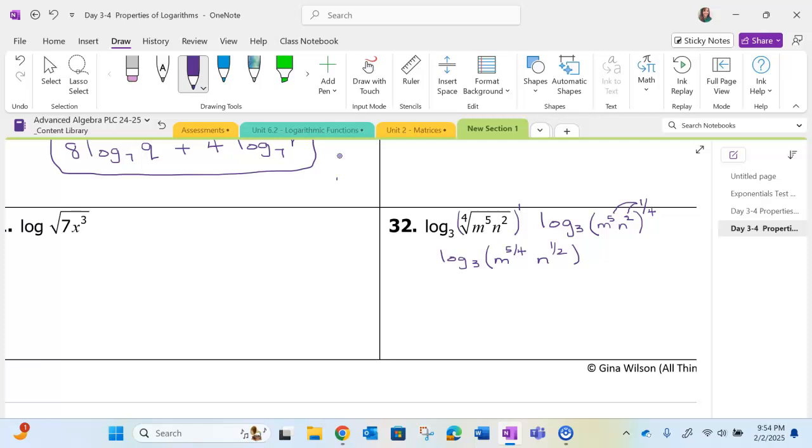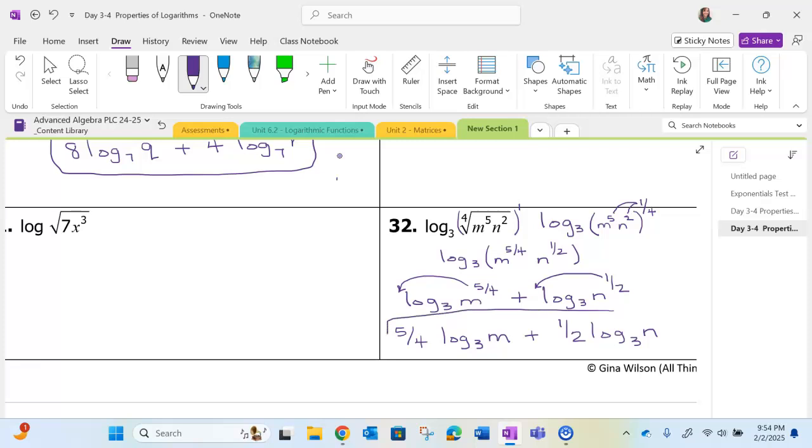Now I can expand. So we're multiplying, so I got 2. Remember, they both have log base 3. I'm going to put m to the 5/4 power plus, multiplying means plus, log base 3 of n to the 1/2. My exponents have to go in the front, so it becomes 5/4 log base 3 of m plus 1/2 in the front, log base 3 of n. And there you go.